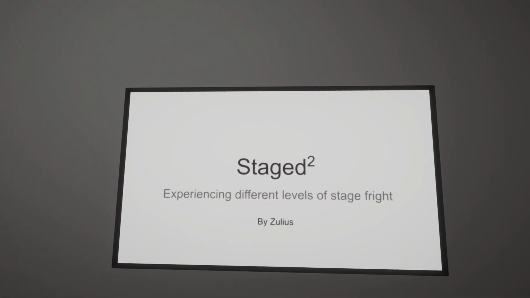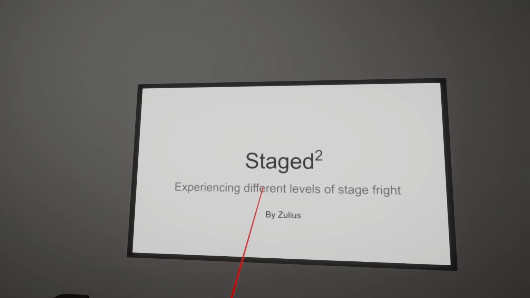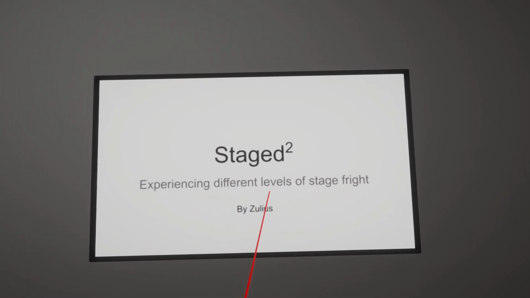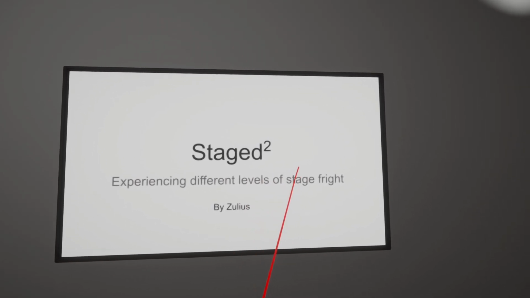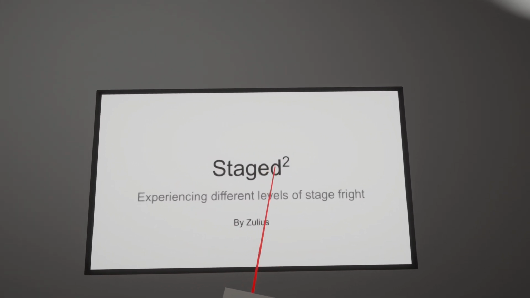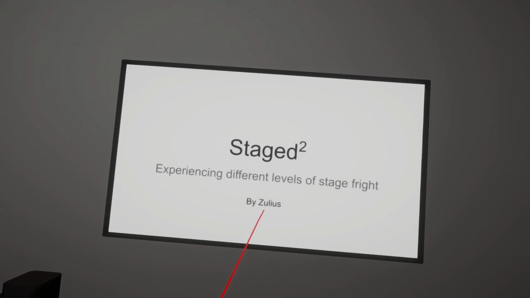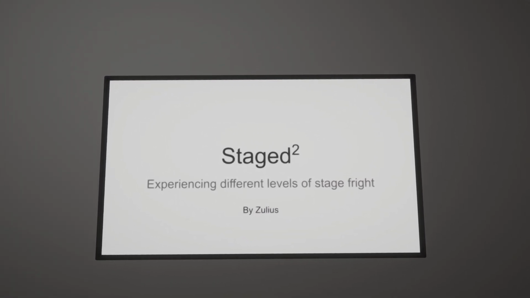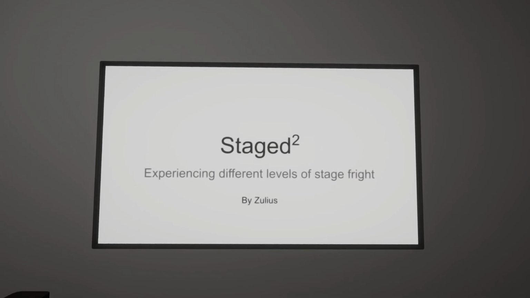It's a virtual environment where the user gets to experience different levels of stage fright. Originally, it was called different stages of stage fright, hence the title Staged Square. My name is Julius Rolf. This project was part of a virtual environment course at Reykjavik University.